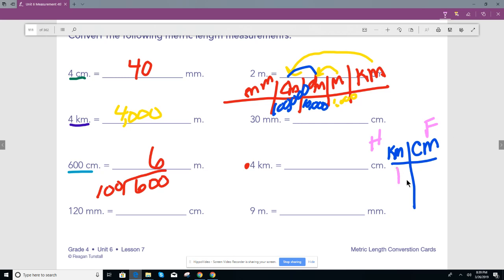So the kilometer gets a 1. It takes 100,000 centimeters to make a kilometer. They're asking me about 4. So we are going horse to fly. So we are multiplying. Well, 4 times 100,000 is 400,000. I would like for you to put a smiley face in the last 3 zeros of that number.